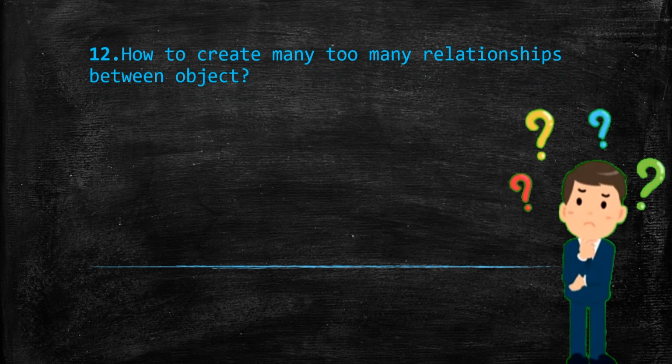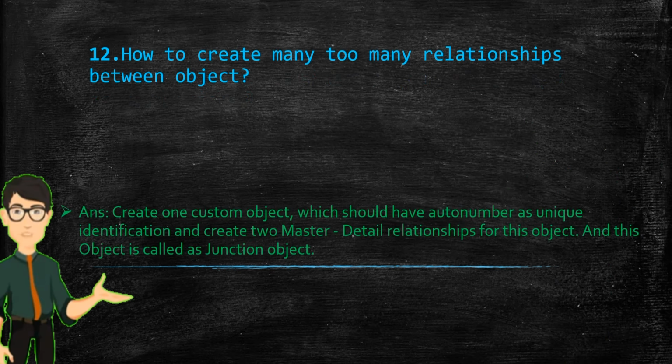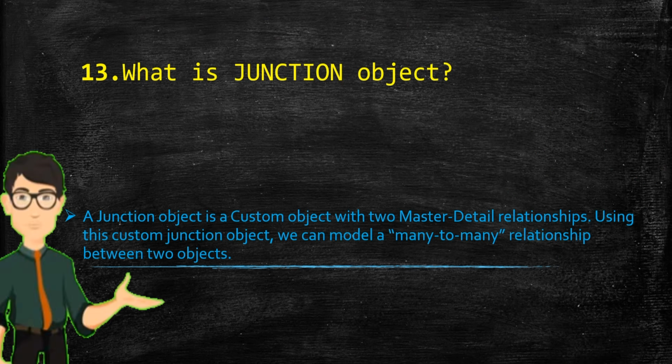Question number 12 is how to create a many-to-many relationship between objects. So you have to answer like that: create one custom object which should have auto number as unique identification, and create two master detail relationships for that object, and this object is called a junction object. What is a junction object? A junction object is a custom object with two master detail relationships. Using this custom junction object, we can model a many-to-many relationship between objects.